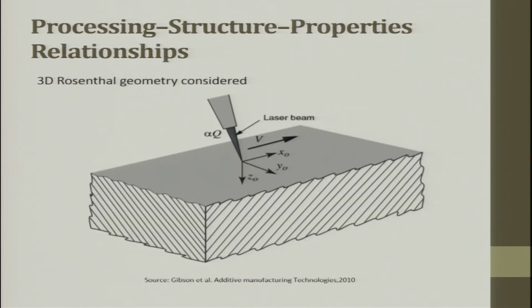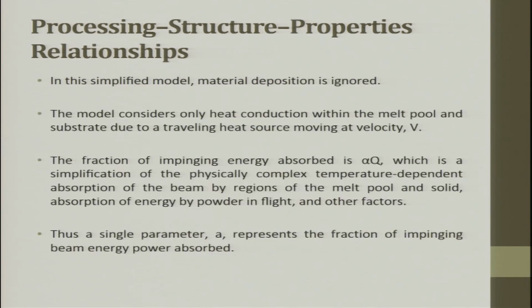So, this is the Rosenthal effect. Rosenthal geometry is there. This is a laser beam, it moves at a velocity v. So, at the x plane, y plane, z plane, here is the alpha and q, heat and the thermal conductivity.